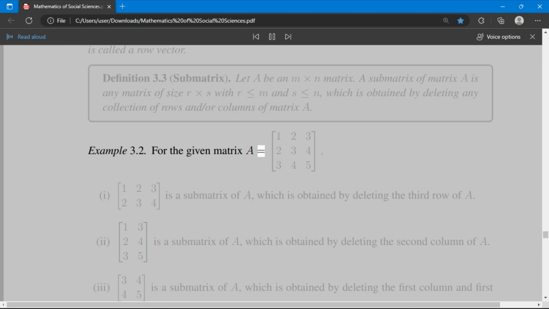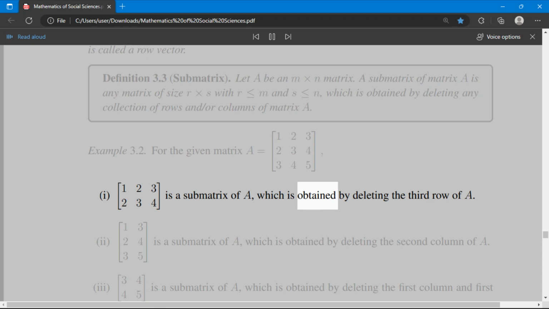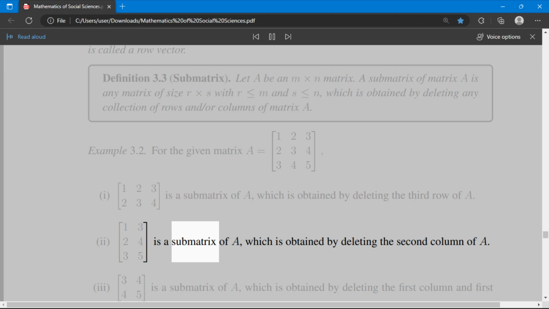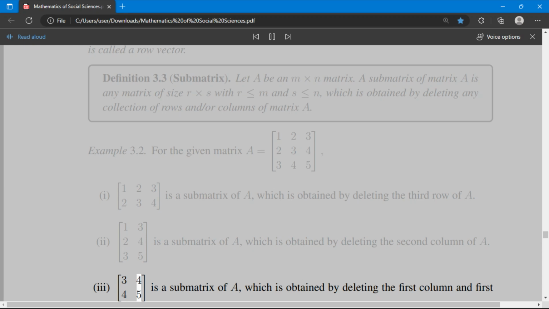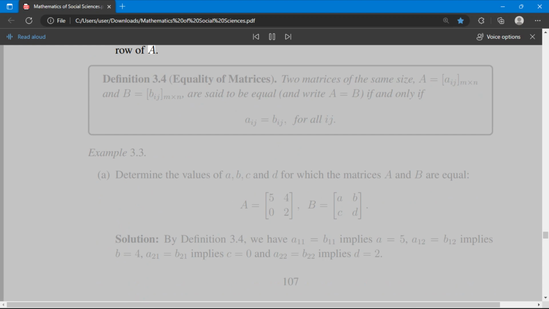Example 3.2. For the given matrix A equals 1 2 3, 2 3 4, 3 4 5, the matrix 1 2 3, 2 3 4 is a submatrix of A, which is obtained by deleting the third row of A. The matrix 1 3, 2 4, 3 5 is a submatrix of A, which is obtained by deleting the second column of A. The matrix 3 4, 4 5 is a submatrix of A, which is obtained by deleting the first column and first row of A.